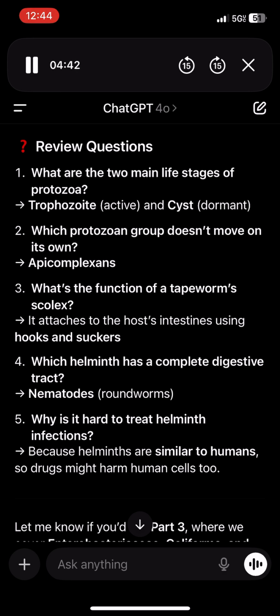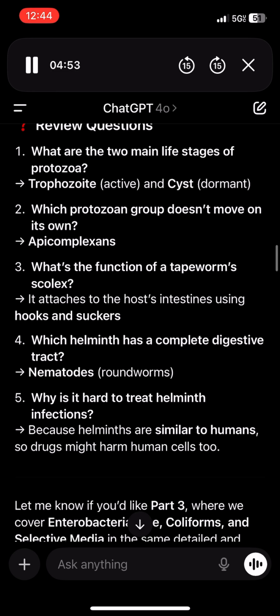4. Which helminth has a complete digestive tract? Nematodes. Roundworms. 5. Why is it hard to treat helminth infections? Because helminths are similar to humans, so drugs might harm human cells too.